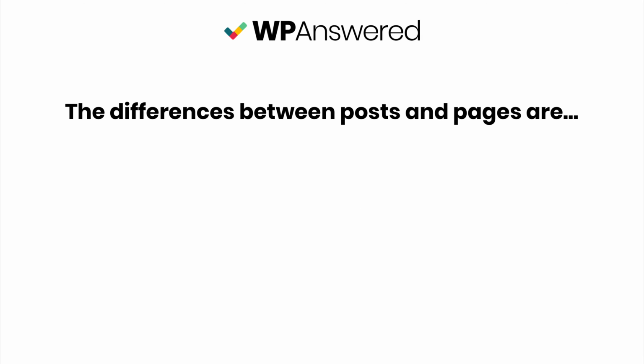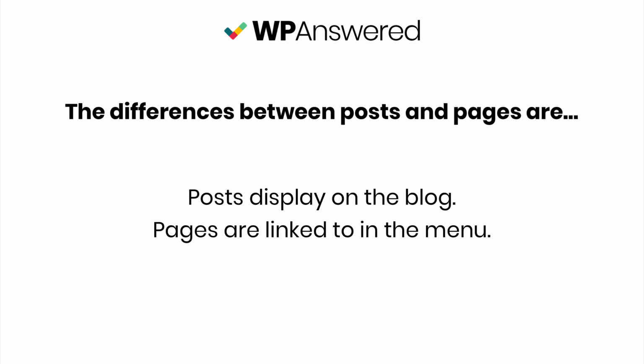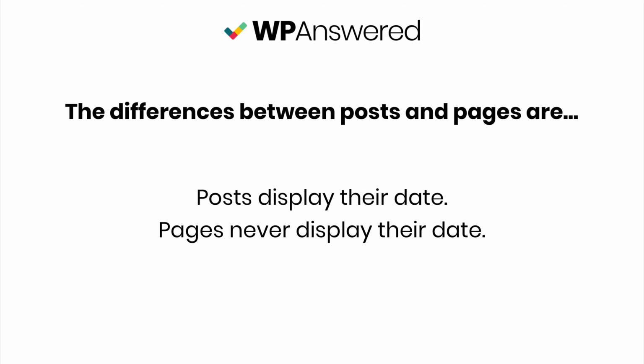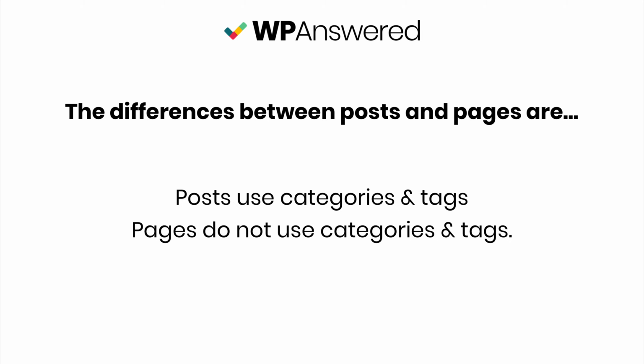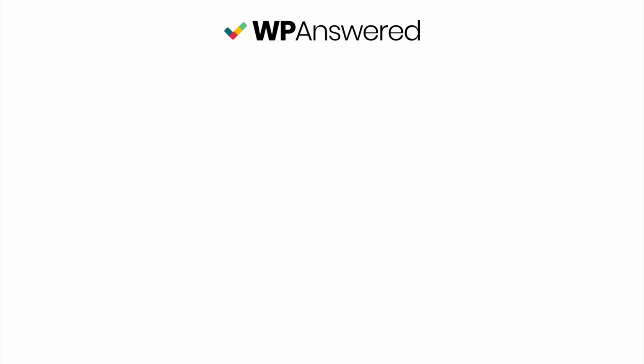To summarize these differences one more time, posts are displayed on the blog, while pages need to be linked to from the menu. Posts display their publication date, while pages do not. And posts use categories and tags, while pages do not. There are some other minor differences, but those are the three main ways that posts and pages differ from each other. Due to these variations, we use posts and pages quite differently on our sites.